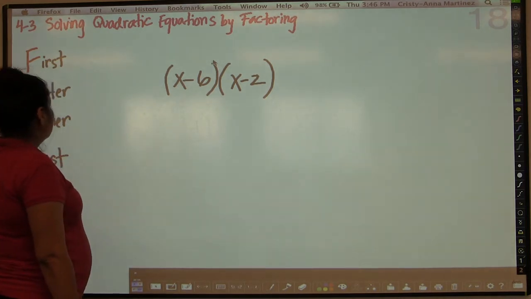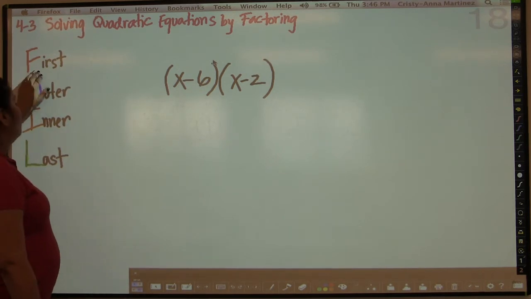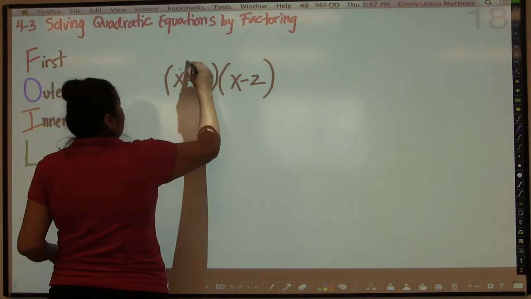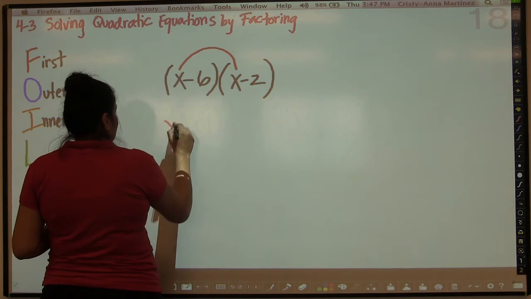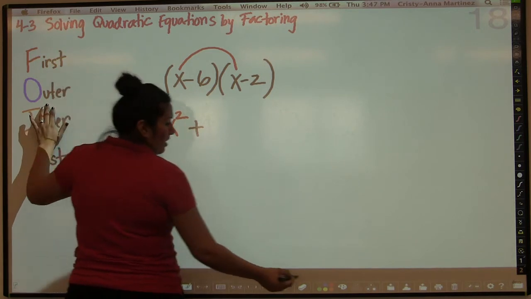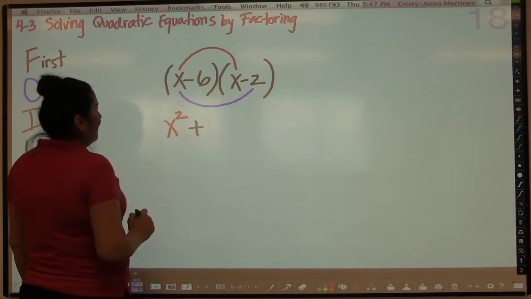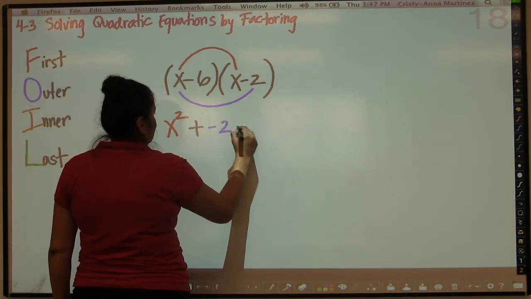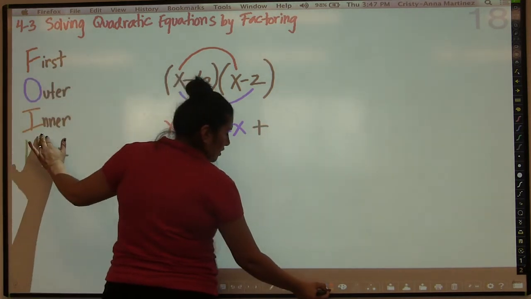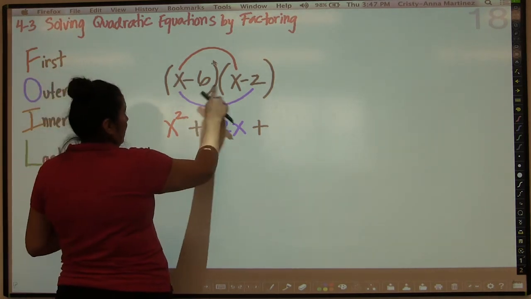So F stands for first, O outer, I inner, and L last. So first means that you're going to multiply the first term by the first term of each binomial. So this is first times first, and x times x is x squared. Then you're going to get the outer. And outer means to multiply the outer term by the outer term. So these are the outer terms. And x times negative 2 is negative 2x. And then the I stands for inner, which means you're going to multiply the two inside terms, which are going to be these inner ones.